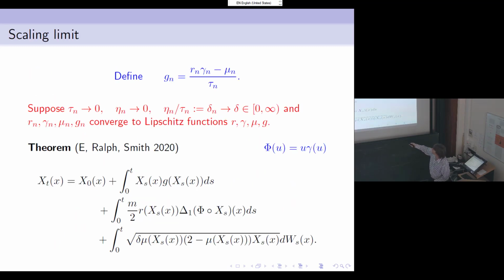And here we're going to suppose that eta n over tau n at least converges to something. So think of this as converging to 1. Think of eta n equal to tau n. And all these things converge. R, gamma, mu all converge to something nice.